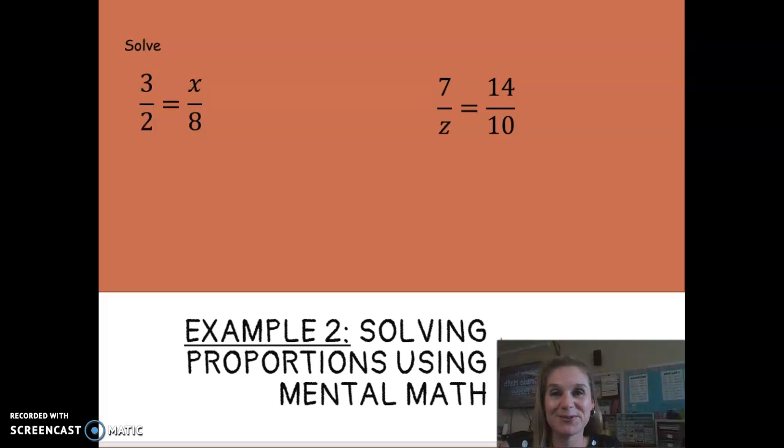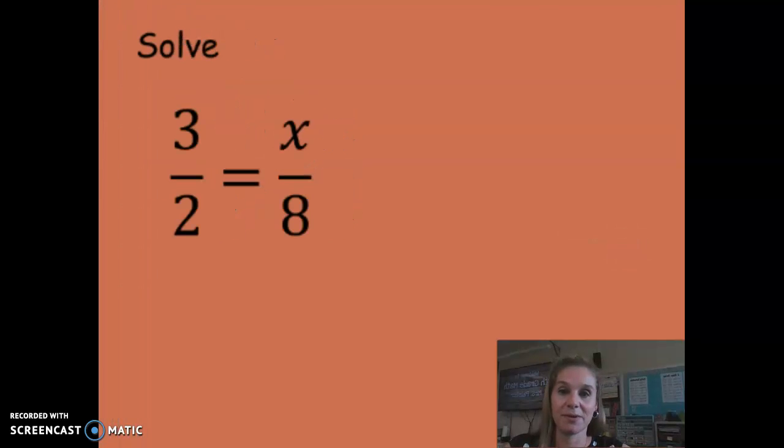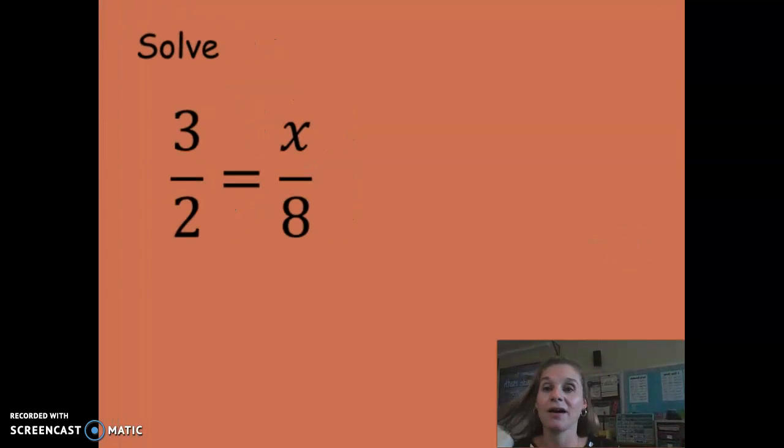On to example 2, which is going to be solving proportions using just mental math. So I'm actually going to zoom in on these. These are straight math, but I'm going to zoom so I have more room to write. So this first proportion, two ratios set equal to each other. This first proportion is 3 over 2 is equal to x over 8.